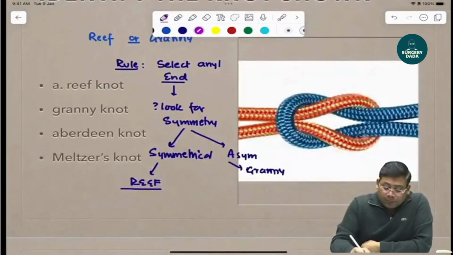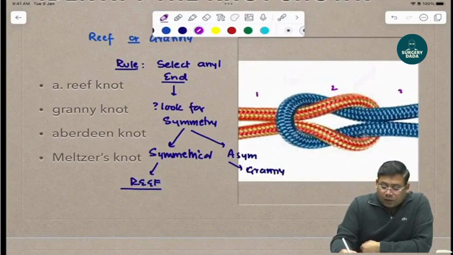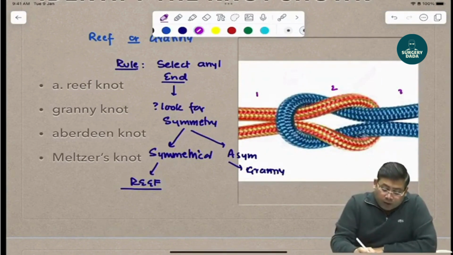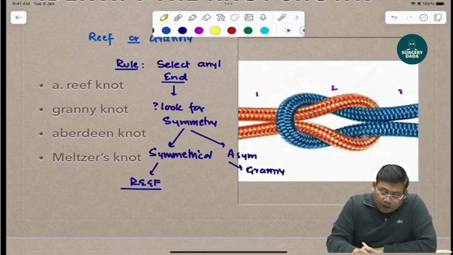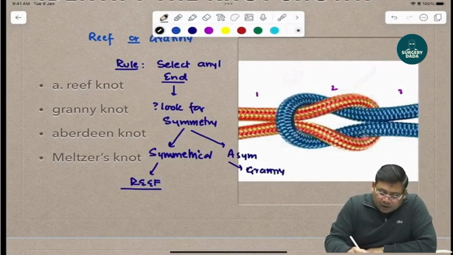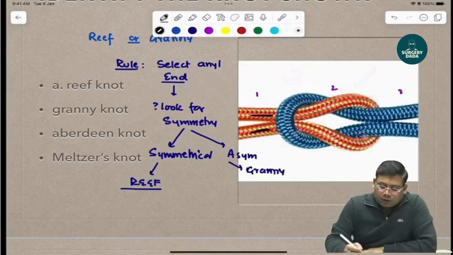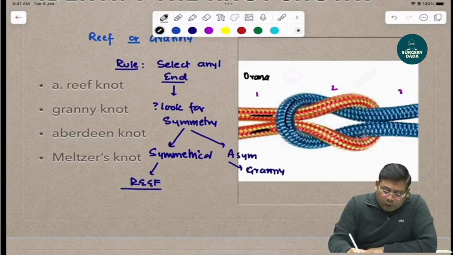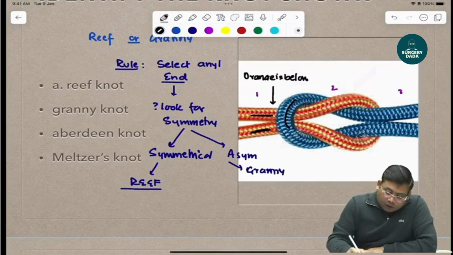Let us label three ends, 1, 2, 3. Here we have two threads, one blue, one orange. Try to understand: if you see this thread, the upper thread and the lower thread, orange is below the blue. Orange is below the blue on the upper side also. On the lower side also, orange is what, students?